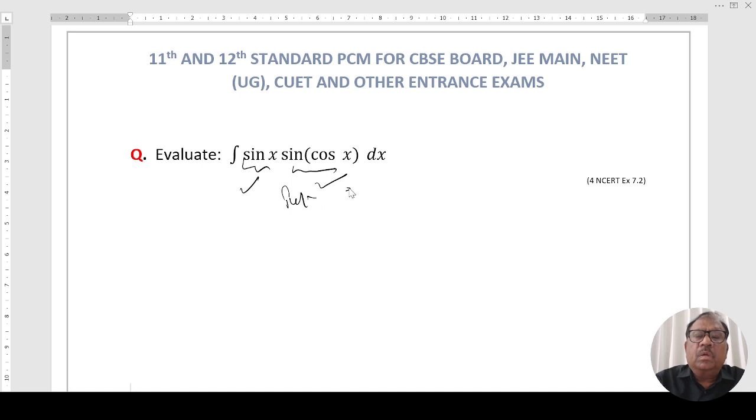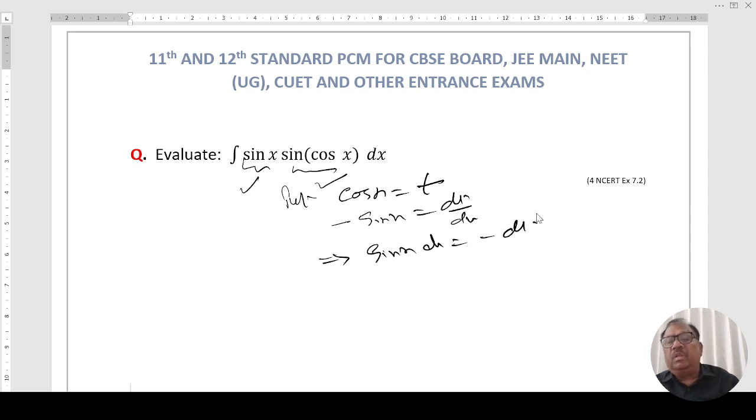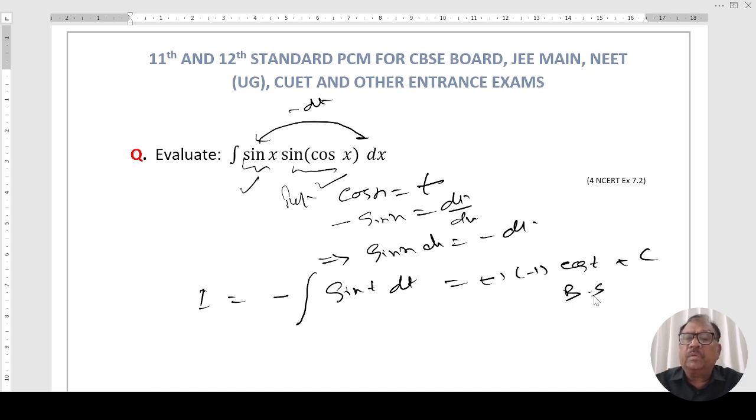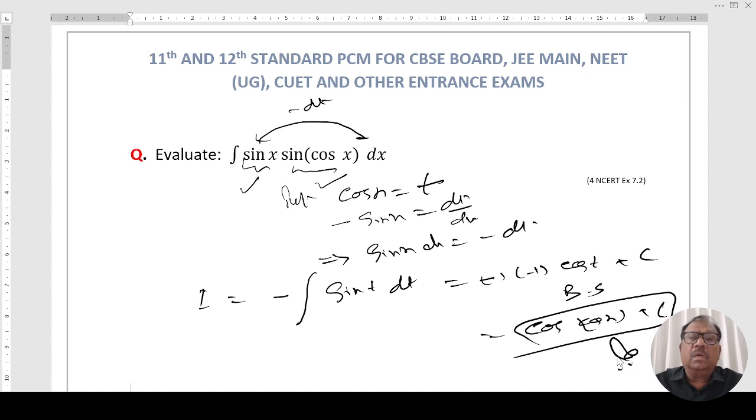Put cos x equal to t. Differentiating both sides with respect to x, minus sin x equals dt by dx. So sin x dx equals minus dt. Whatever the constant or minus sign is there, take it outside the integral. In its place we put minus dt. So minus sin of t dt, with the negative sign outside, minus again minus, gives cos of t plus c. Back substitution gives cos of cos x plus c. This is the answer, right?